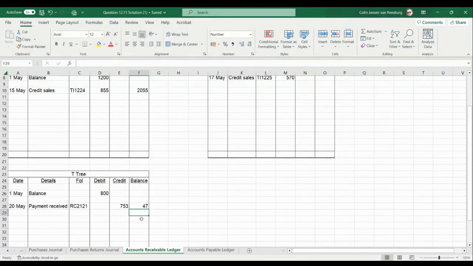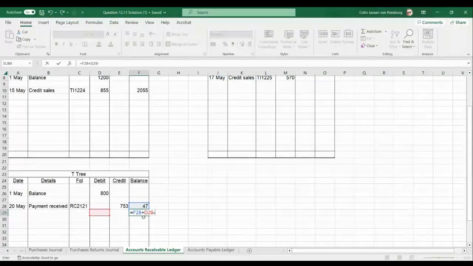So now if we go to the next line, what can we say, ladies and gentlemen? What is going to be our formula? Our formula is going to be equals F. Now we have to look at F. It's going to be F28, plus D29, minus E29.